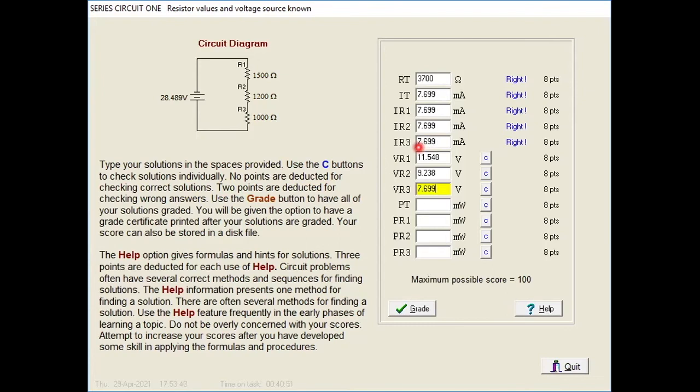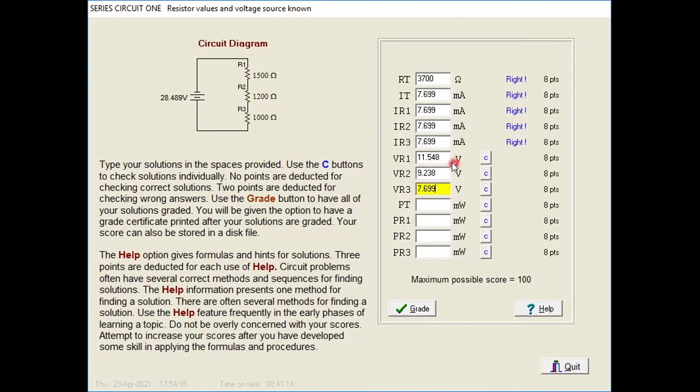Now, remember those concepts I said? Didn't I say the 1,500 ohm resistor was going to drop the most voltage, and that the 1,000 ohm resistor was going to drop the least amount of voltage? And this one, being somewhere in between, is going to drop somewhere in between. Well, look at that. VR1 is 11.5 volts. VR3 is the lowest at 7.699, and VR2 fell somewhere in between.